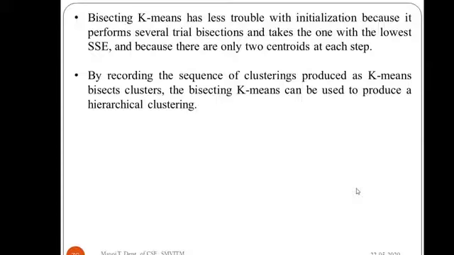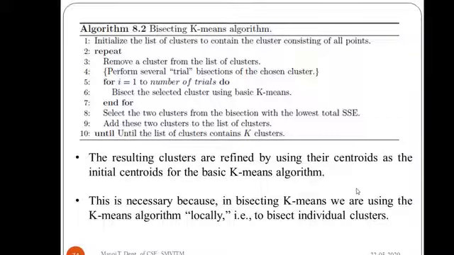Bisecting k-means has less trouble with initialization because it performs several trial bisections and takes the one with the lowest SSE, and there are only two centroids at each step. By recording the sequence of clusterings produced as k-means bisects clusters, bisecting k-means can be used to produce a hierarchical clustering. So this is regarding bisecting k-means.